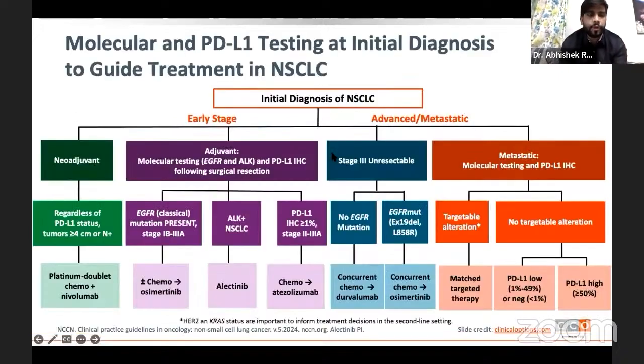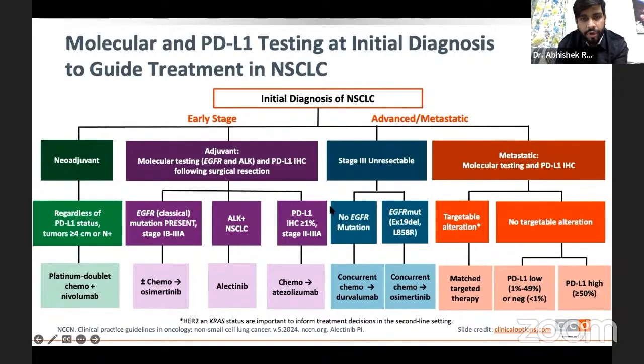So this is something new, that we now have data for neoadjuvant for PD-L1 testing. Regardless of PD-L1 testing, you can add nivolumab plus chemo. In adjuvant, as Dr. Mukesh rightly said, EGFR testing is to be done for 1B to 3A. The maximum benefit is seen in stage 2 to 3A.